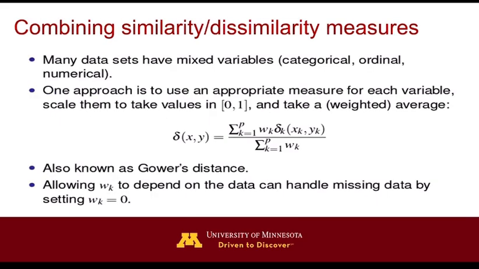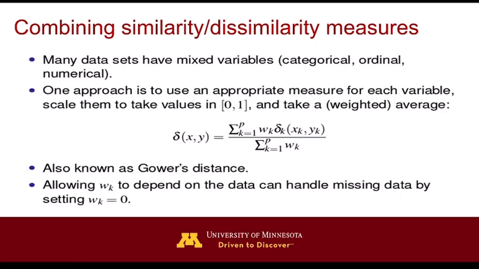We can also have a way to combine similarity measures, depending on the nature of the data that we have. At times we could have a set of data with categorical variables, ordinal, numerical, and so on, a mixture of variables like that. And you want to find a similarity measure, and the approach that you can use is what I'm showcasing here, that we call Gower distance. One approach is to use an appropriate measure for each variable.